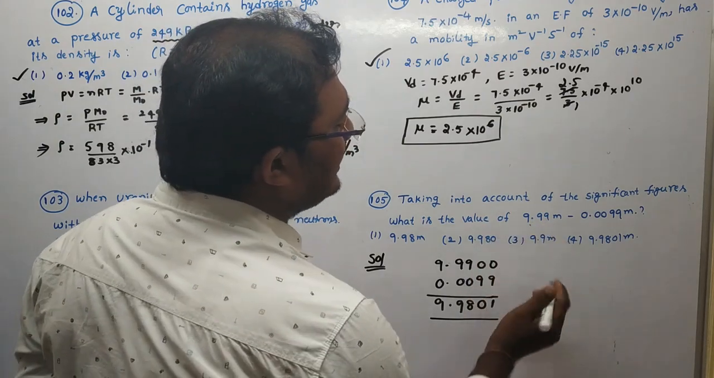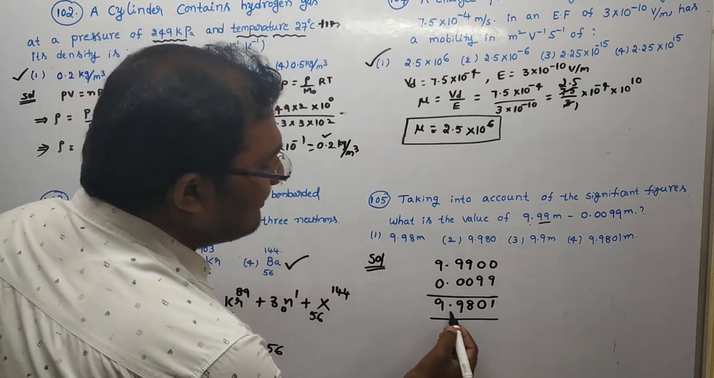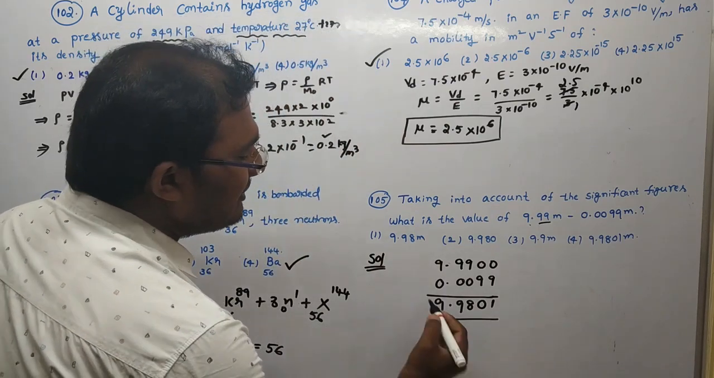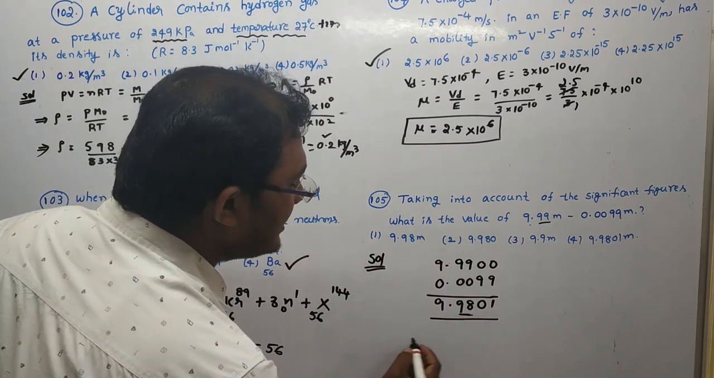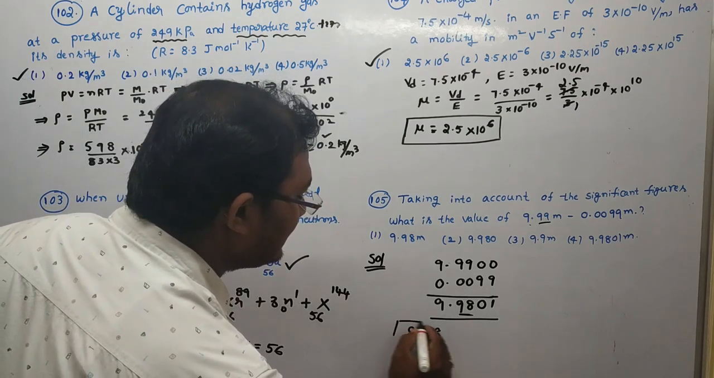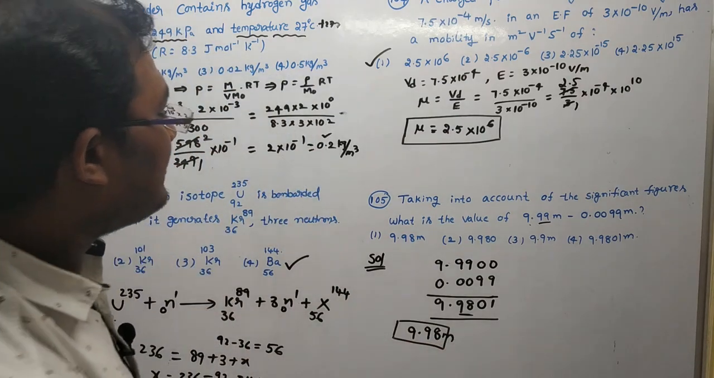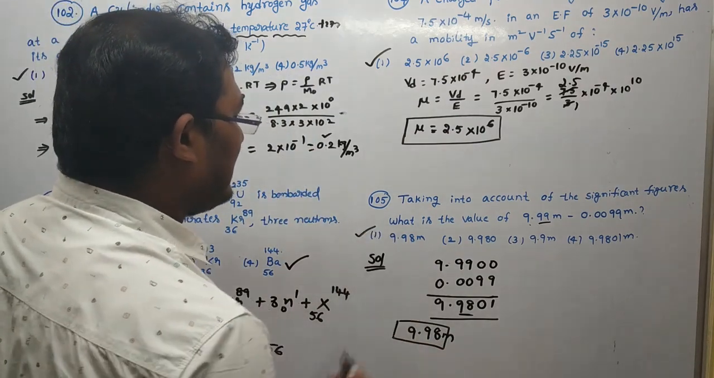After the decimal point, the minimum number is 2. Therefore, after the decimal point, here we also take 2 places. Therefore, the answer is 9.98 meters. Option 1 is the correct answer.